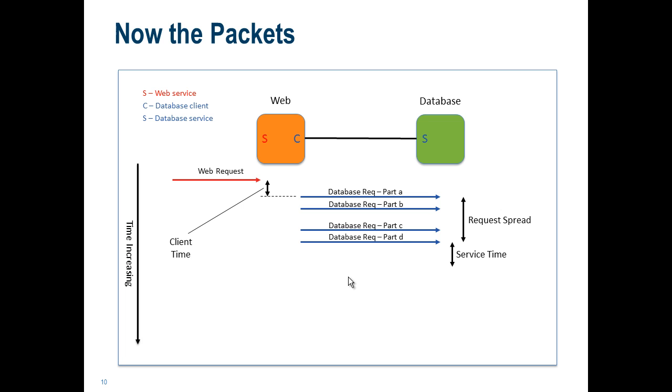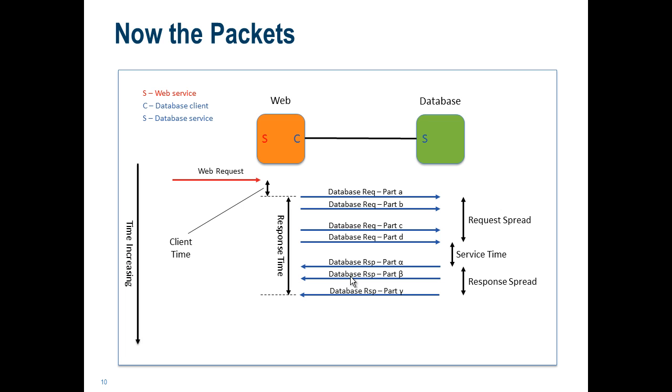Then the database will munch around the request, and eventually the database will respond. Maybe the database responds with three packets, and in this case we call this the response spread, and again this is subject to all of the effects of the underlying transport mechanism, bandwidth, latency, etc. From a client perspective, as far as the client is concerned, it needs this whole operation to complete.